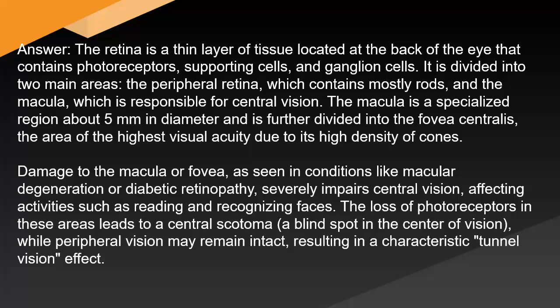Damage to the macula or fovea, as seen in conditions like macular degeneration or diabetic retinopathy, severely impairs central vision, affecting activities such as reading and recognizing faces. The loss of photoreceptors in these areas leads to a central scotoma, a blind spot in the center of vision, while peripheral vision may remain intact, resulting in a characteristic tunnel vision effect.